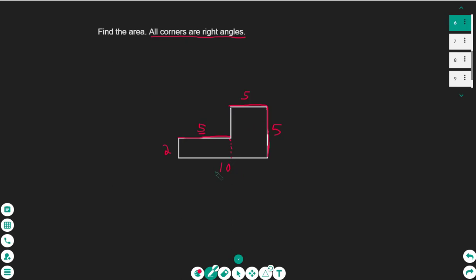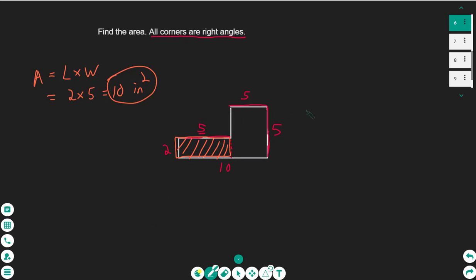So once we have a plan on how we're going to cut this up and find the areas for each section, we can then go ahead and start doing the work. So let's first take this box here. Area is going to be equal to length times width. And that's going to mean it's 2 times 5, which is equal to 10, and we'll call this inches squared. So we have 10 inches squared for this section, right?